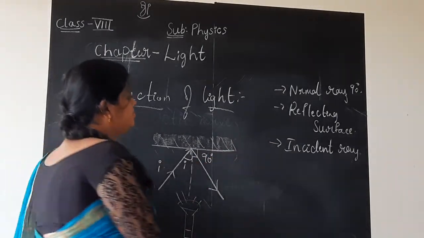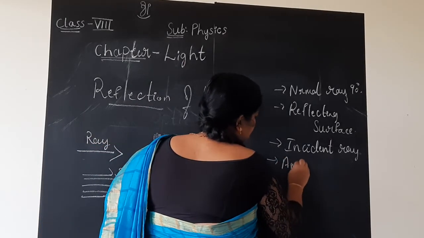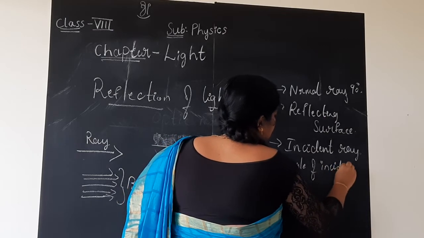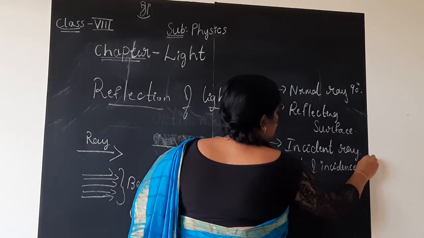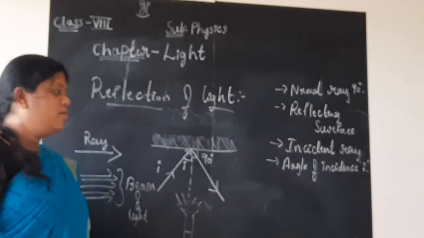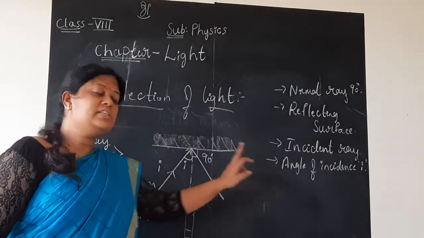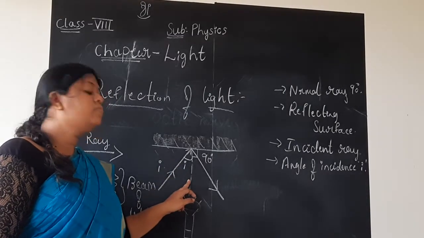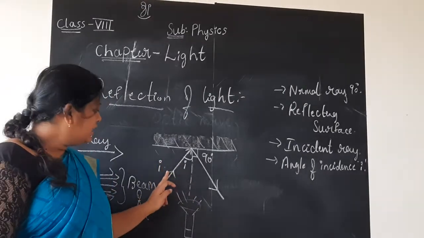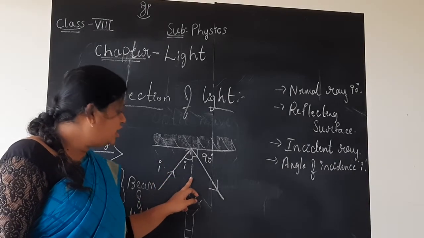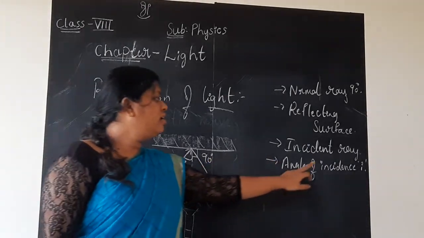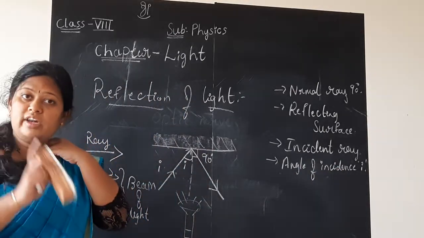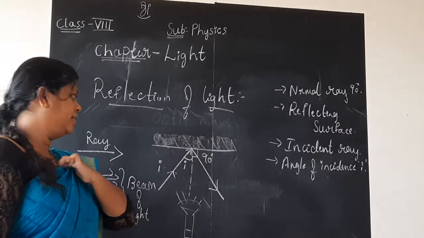What is angle of incidence, represented by small letter i? What does angle of incidence mean? The angle made by the incident ray with the normal ray. The angle made by the incident ray with the normal ray is called the angle of incidence, which is represented by the small letter i. Small letter i, you cannot write capital letter.